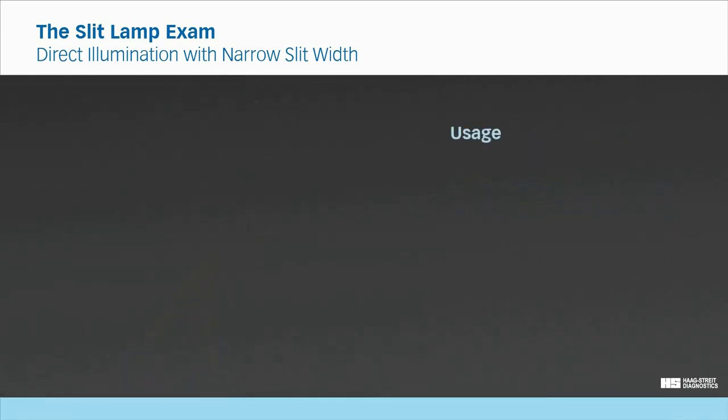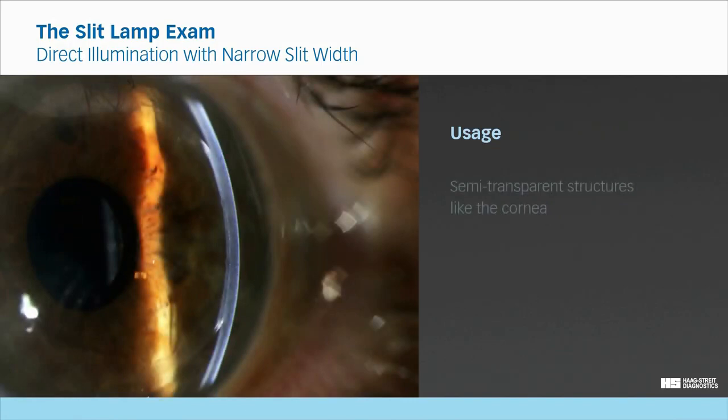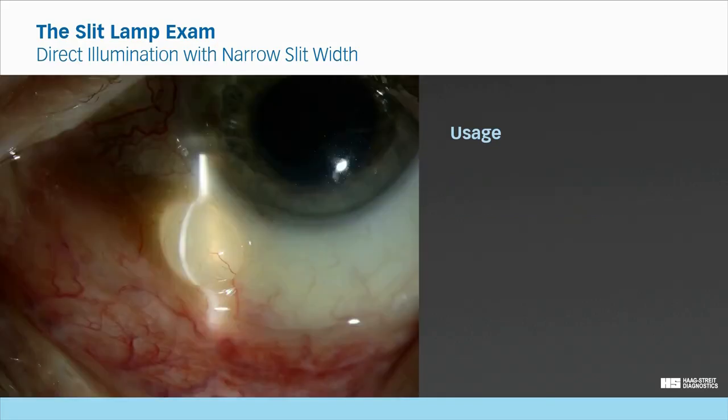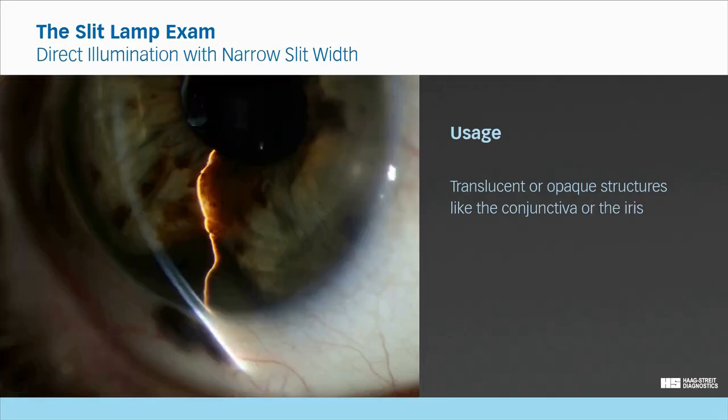Usage. It is used in the examination of semi-transparent structures like the cornea and the lens, where it creates an optical section. However, the fine slit illumination can also be used for evaluating the height of lumps and bumps in other structures of the eye, such as the conjunctiva or the iris.